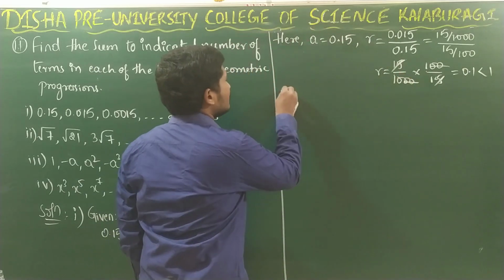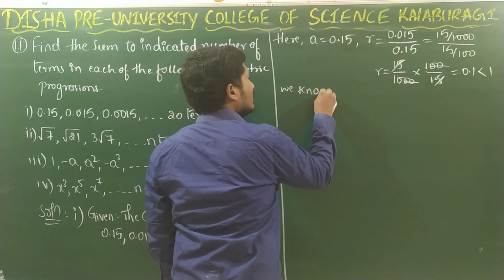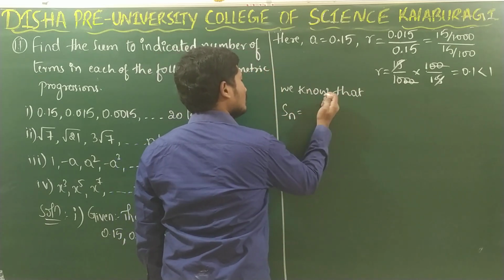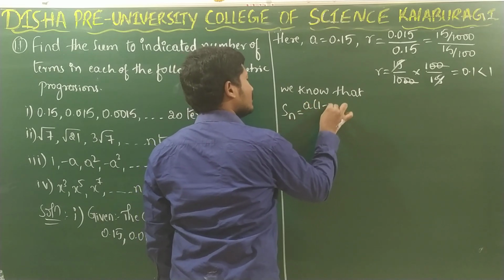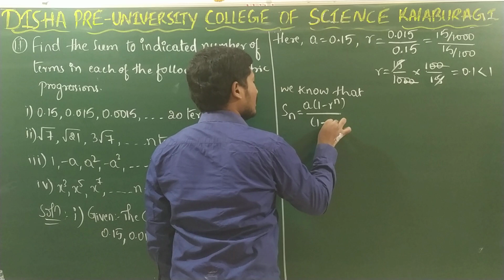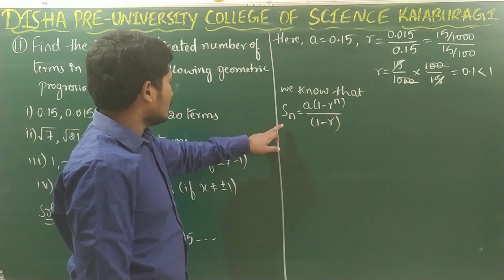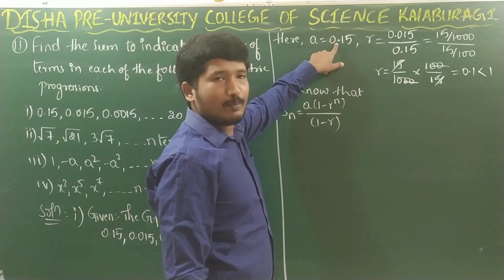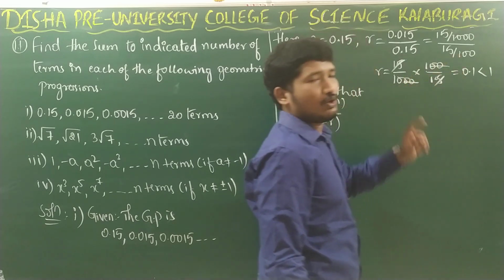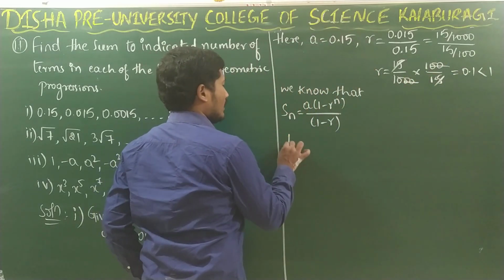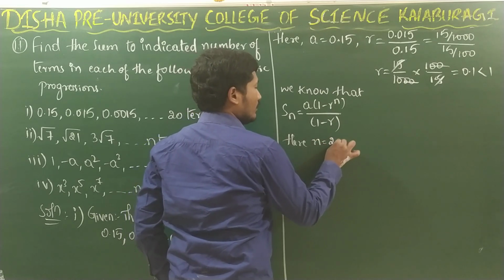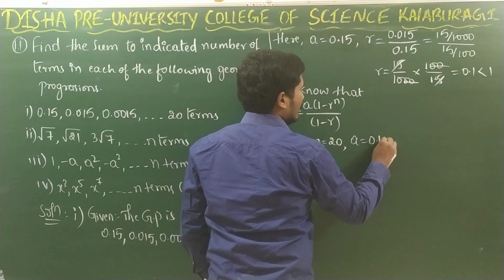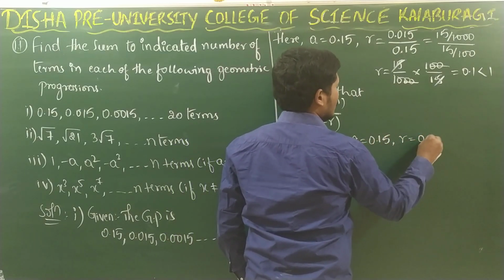Right? So when R is less than 1, we know that Sn is equal to A into 1 minus R power n divided by 1 minus R. So this is the formula we use. Right? So here the value for n is 20, the value for A is equal to 0.15 and the value for R is 0.1. Right? So what values we have here? n is equal to 20. Why? Because we are calculating the sum to 20 terms. The first term is 0.15. The common ratio is 0.1.